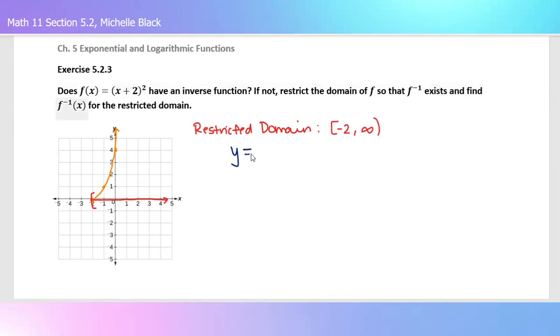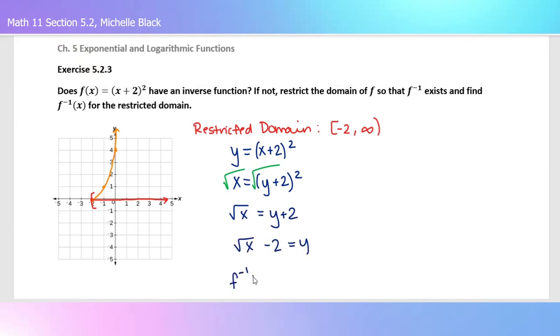So again, we're going to change f of x to be y. And then we need to switch our x and y values and solve for y. So take a second and pause the video and solve for y to find your inverse function. And then come back and check your work. All right, and our inverse function is the square root of x minus 2.